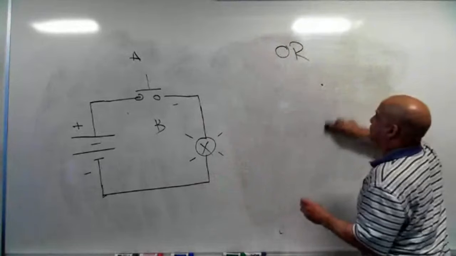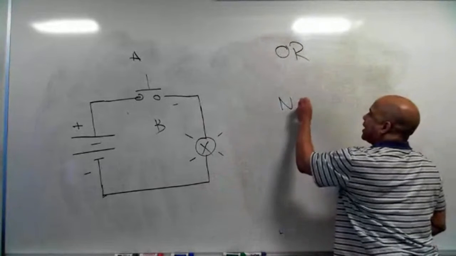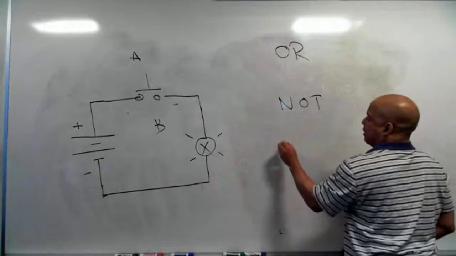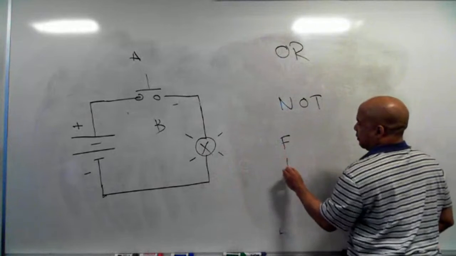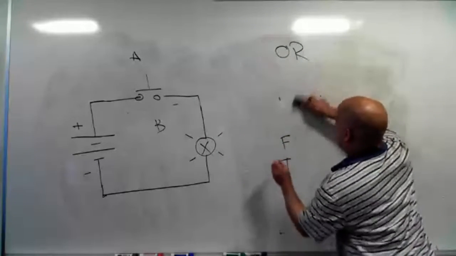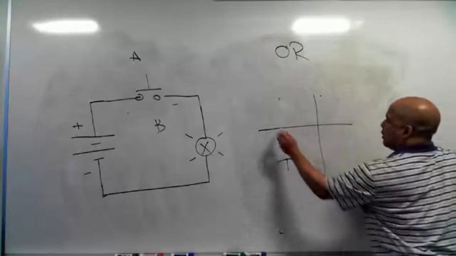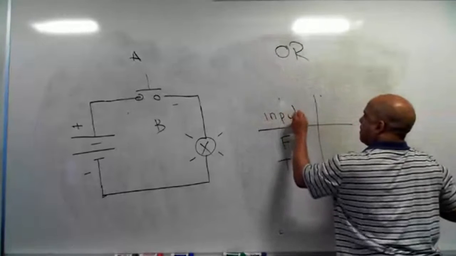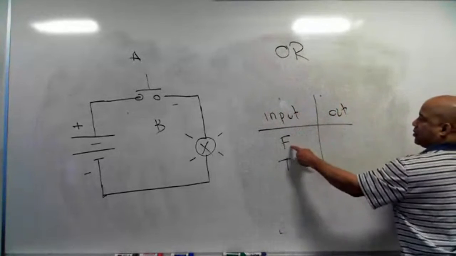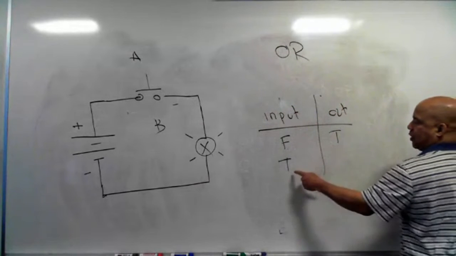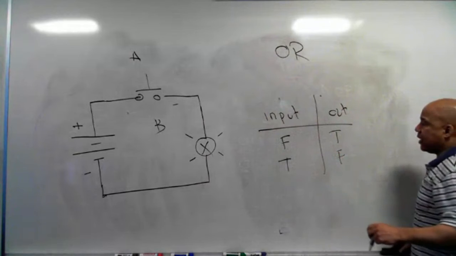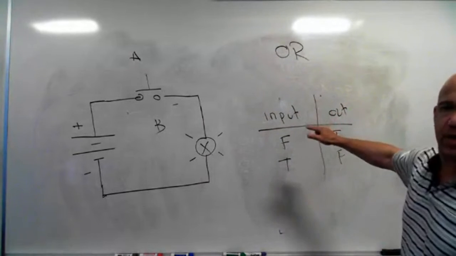The truth table for NOT logic: false, true. So here's my input, and here's my output. If this is false, this is true. If this is true, this is false. And I'll say more about this later.